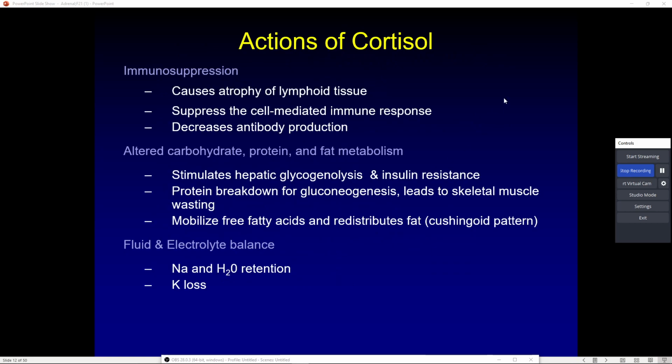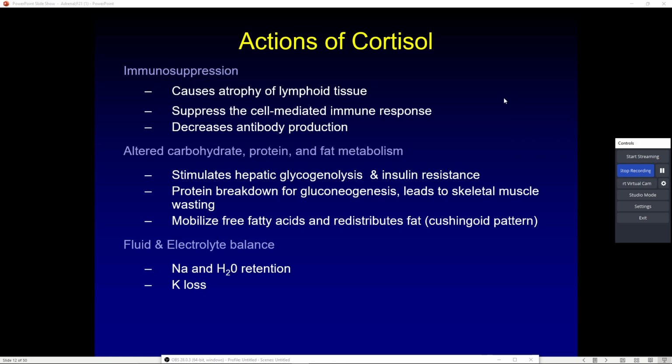Actions of cortisol, just kind of covered a little bit of it. Causes atrophy of lymphoid tissue, suppress cell-mediated immune response, decrease antibody production, immunosuppression. Put a star next to that one. Altered carbohydrate, protein, and fat metabolism. Remember, we can actually turn proteins into carbohydrates, into sugars, to stimulate hepatic glycogenolysis.